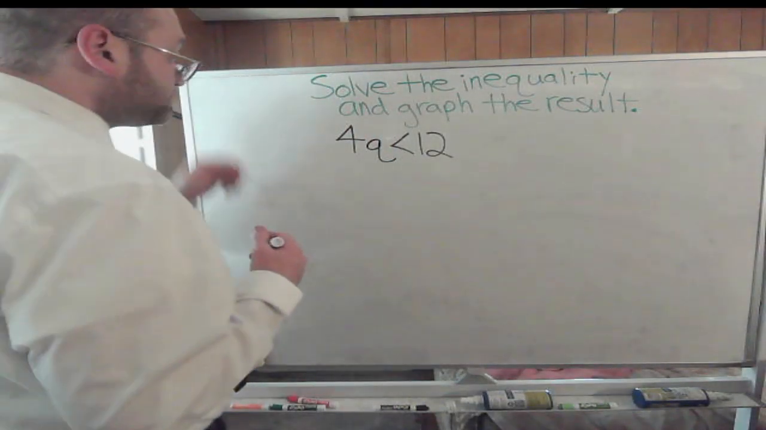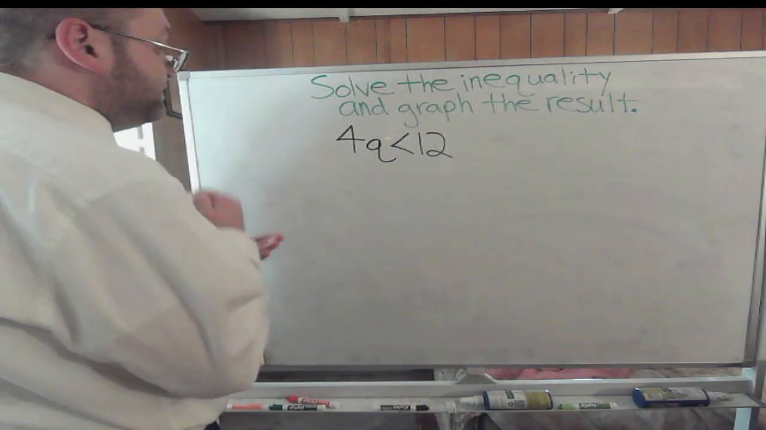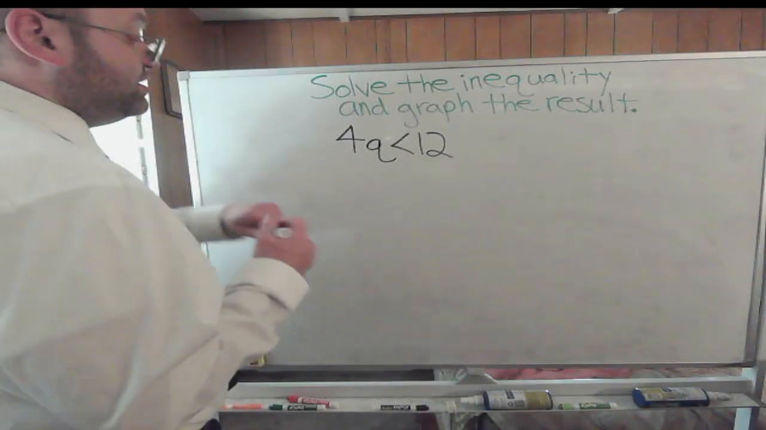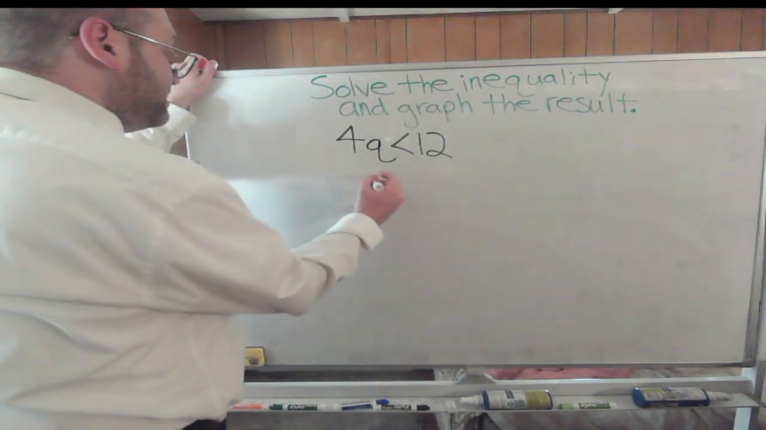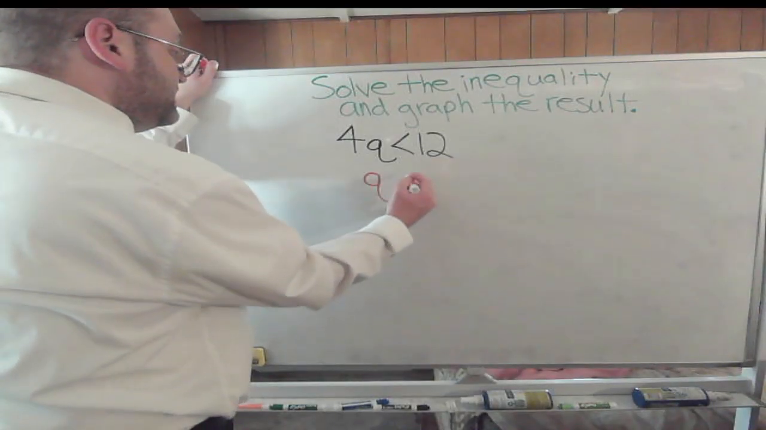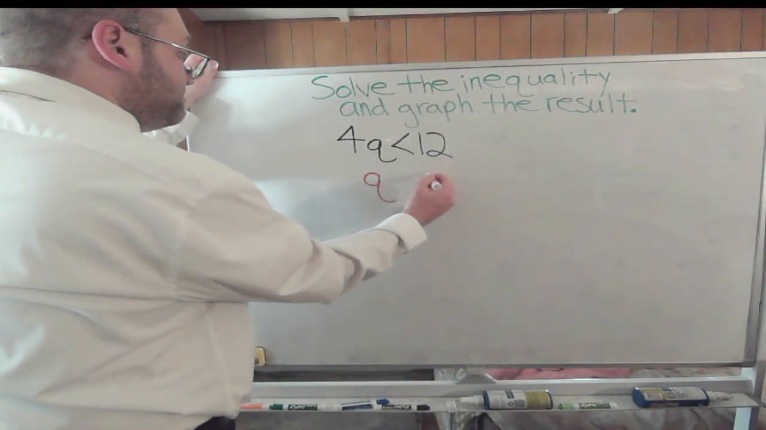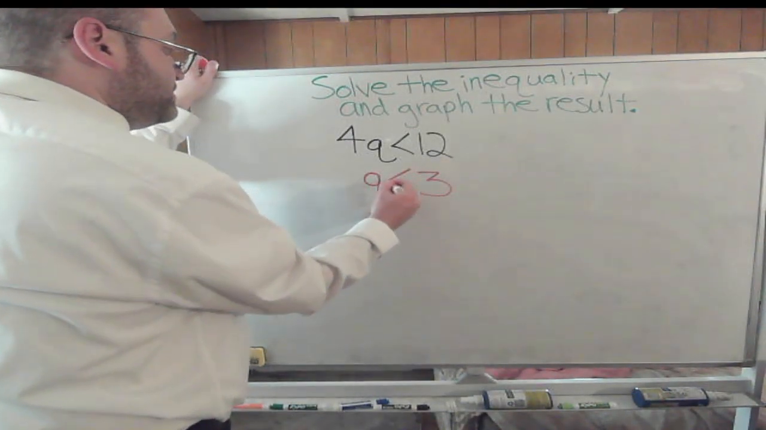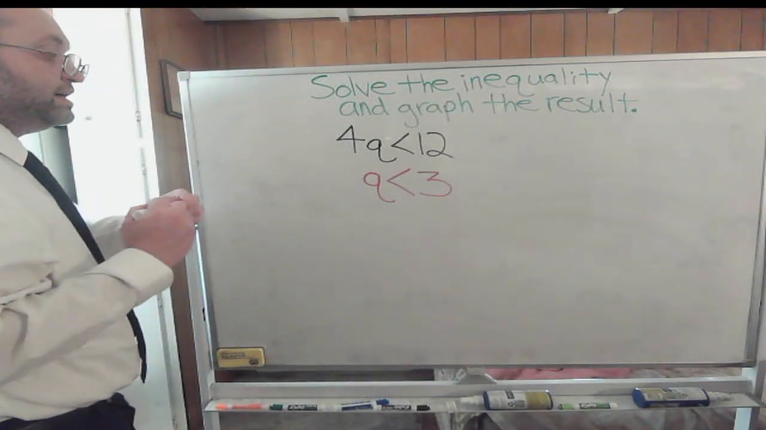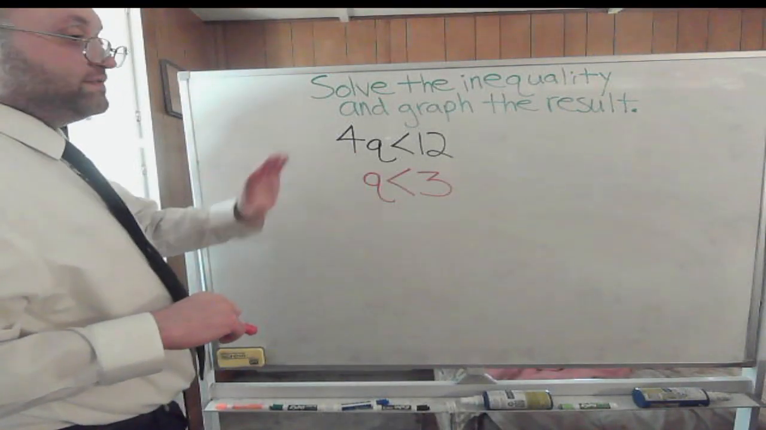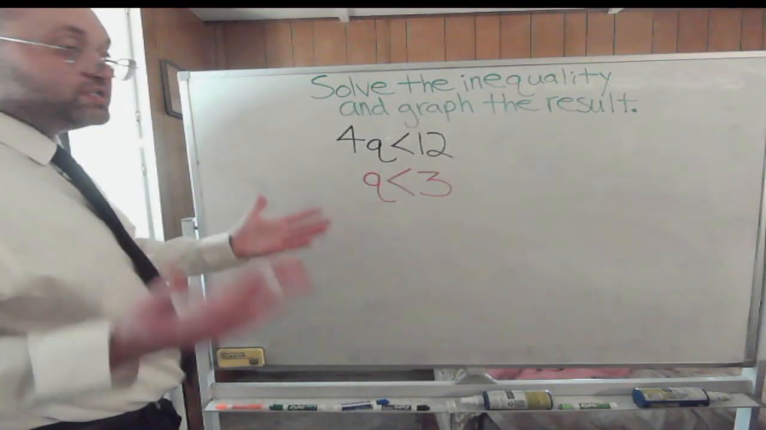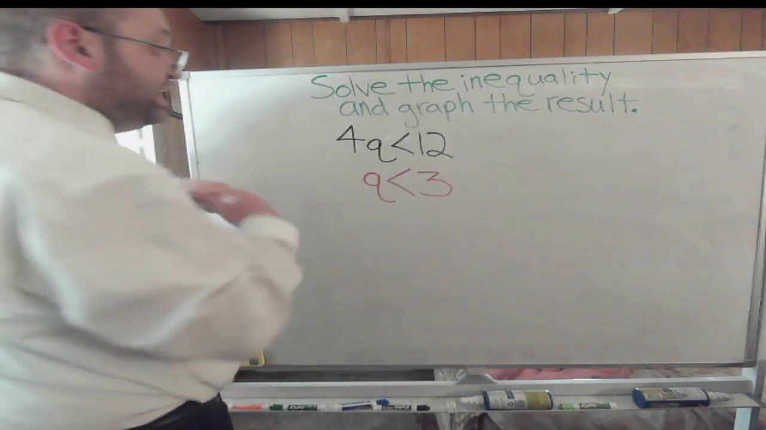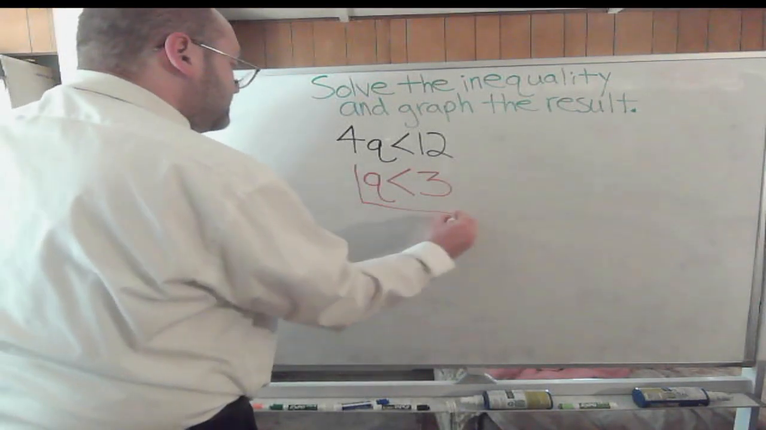Well, what we have to do to get q by itself is, again, divide both sides by 4. So if we divide the left side by 4, you'll get q. And then divide the right side by 4, you'll get 3. So you'll still get q is less than 3. And we don't need to flip the sign because we didn't have any negatives in play. So you'll just simply get q is less than 3.